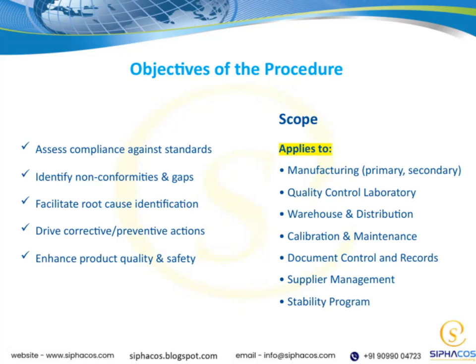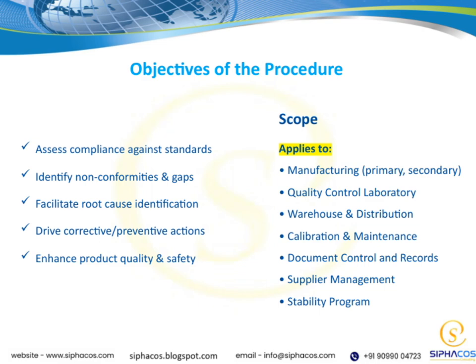Now, let's take a closer look at the scope of this procedure. It applies across several key areas within our operations. First, manufacturing, both primary and secondary, which covers the entire production process. Then, our quality control laboratory, where testing and analysis are performed. It also includes our warehouse and distribution, ensuring products are stored and shipped properly.